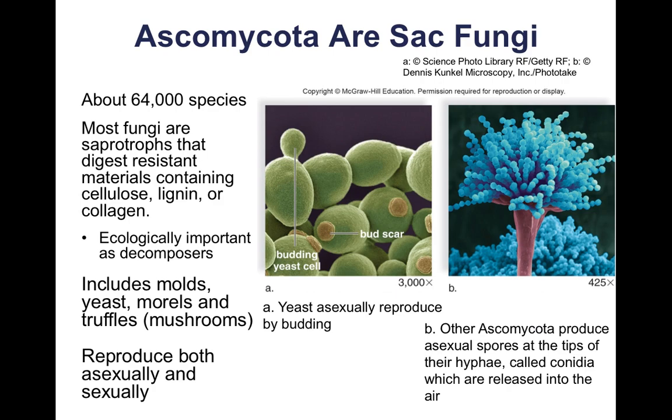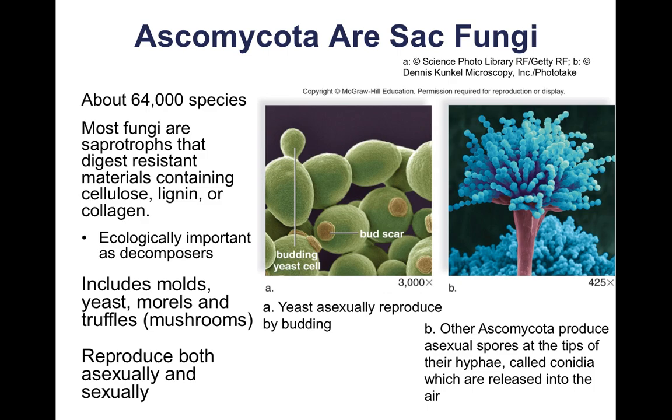Okay, next up are the Ascomycota. The Ascomycota are called sac fungi. There are about 64,000 species, so this is the second, or actually this might be the largest group of fungi. Most of these are going to be saprotrophs, so they are going to absorb molecules from their environment that they have digested externally.